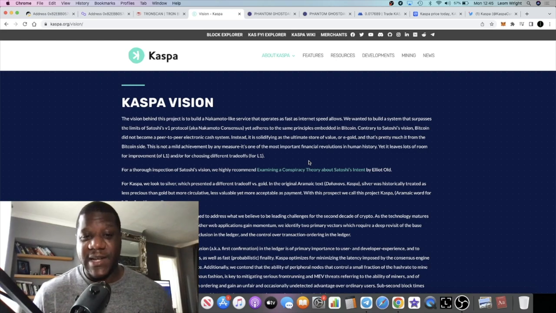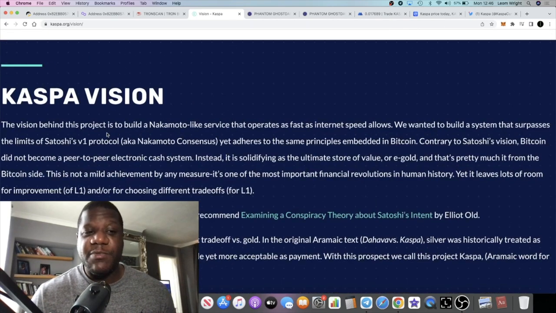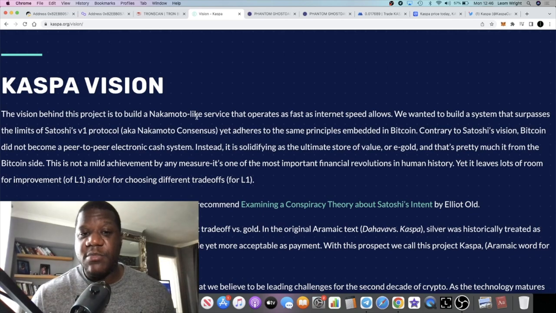So Kaspa's vision is basically to build, in fact, let's just read this. The vision behind this project is to build a Nakamoto-like service that operates as fast as internet speed allows. We wanted to build a system that surpasses the limits of Satoshi's V1 protocol, the Nakamoto consensus, yet adheres to the same principles embedded in Bitcoin. Contrary to Satoshi's vision, Bitcoin did not become a peer-to-peer electronic cash system. Instead, it's solidifying as the ultimate store of value, or gold, or e-gold, sorry, and that's pretty much it from the Bitcoin side.